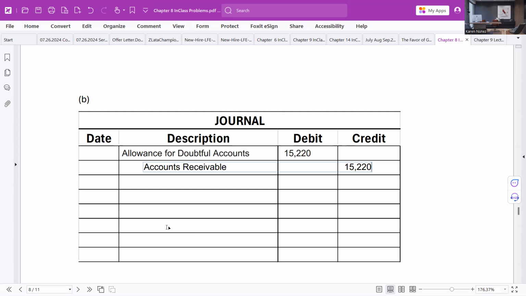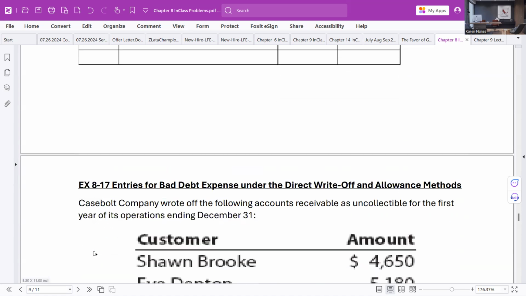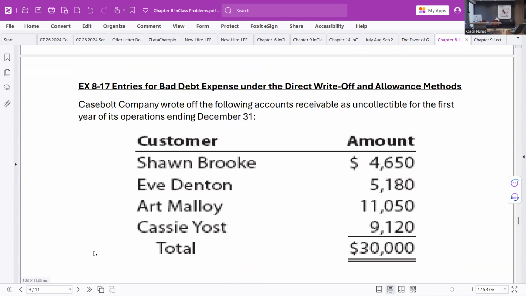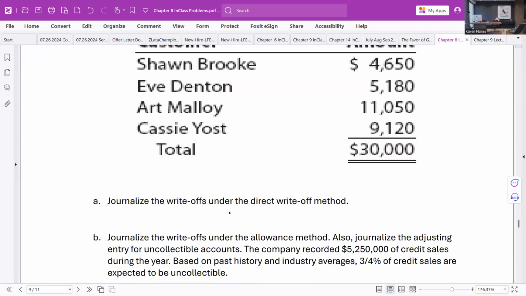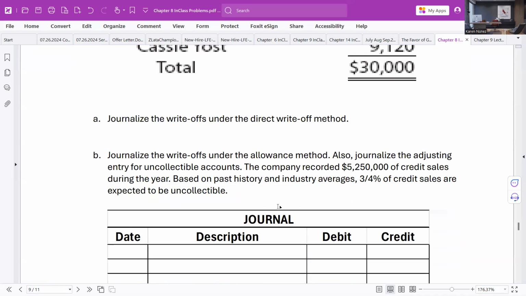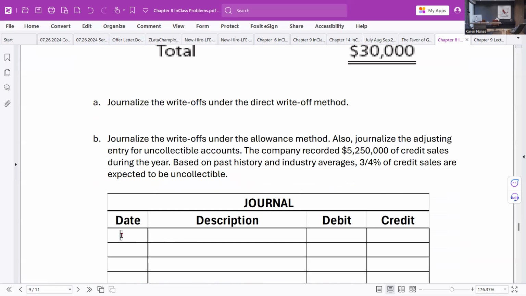Next, we've got one more of these accounts receivable problems. So let's take a look at that. We're going to again look at both methods, direct write-off and the allowance method. So we've got some accounts, right? All four of these accounts have been determined as uncollectible. $30,000 worth of accounts are uncollectible. So if we use the direct write-off method in part A, we need a journal entry to write off these accounts. So let me just identify this as A. In A, we're going to use the direct write-off method.